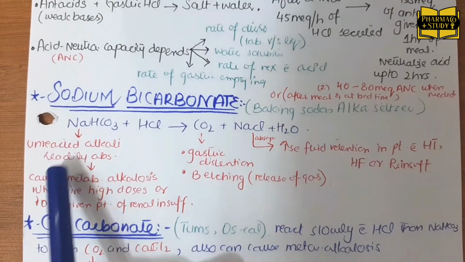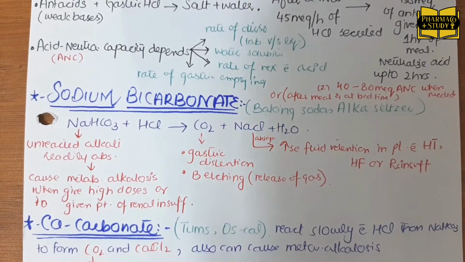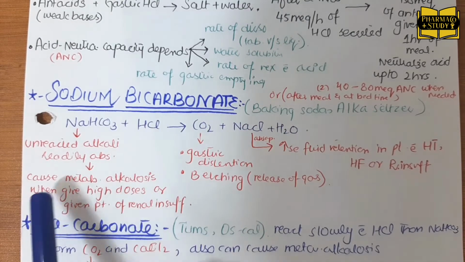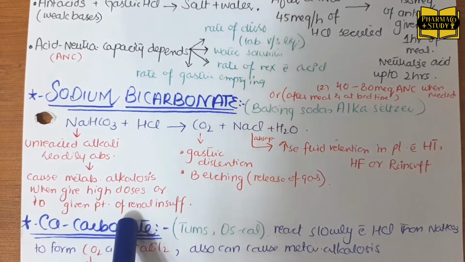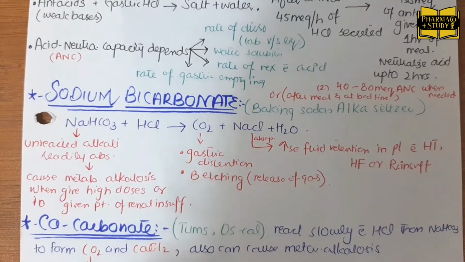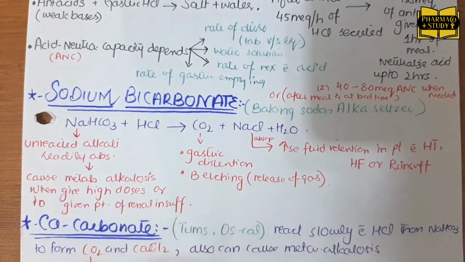The third one is the unreacted alkali that is readily absorbed. Like NaHCO3, sodium bicarbonate itself, without being reacted, gets absorbed readily, and it causes metabolic alkalosis when given in high doses or to patients with renal insufficiency. So it also has two conditions to produce a side effect. Number one, when it is given in high doses, or when it is given to patients who are renally insufficient. So the main problem is the production of carbon dioxide or gastric distension. The other two problems occur in those patients who are renally insufficient or hypertensive, or when this agent is given in high doses.